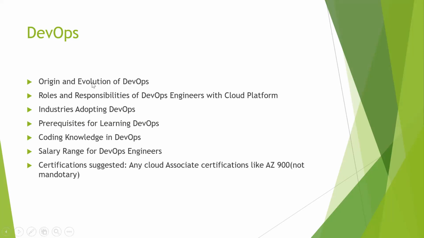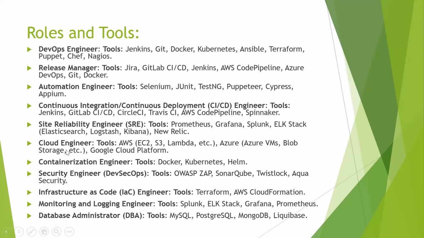And coming to the roles and responsibilities, let me move to the next slide, which has the roles and the tools which are involved in each role. Okay, so this is the slide which has the possible roles that we can see in the market when you are actually looking for a job. Let's say we have a DevOps engineer role, we have release manager, and so on. Let me explain very quickly what the DevOps engineer role will do, what the responsibilities are, what tools we work on as a DevOps engineer, and what tools the release manager will work on. So let's go one by one.